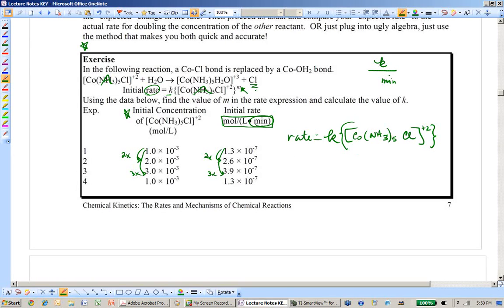Where they want us to find the value of M. Outside these curly Q brackets, we just discovered it was first order, so I put a 1, or leave it blank, which implies a 1. And calculate the value of K. So K would equal, pick a line, any line, rate divided by the concentration of all that gobbledygook to the first power.